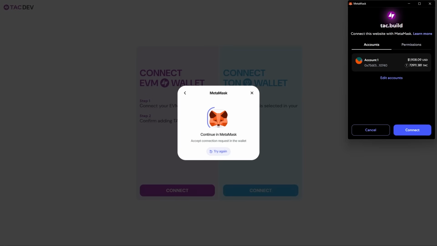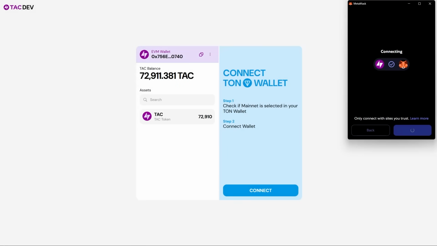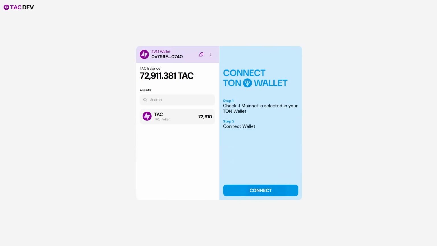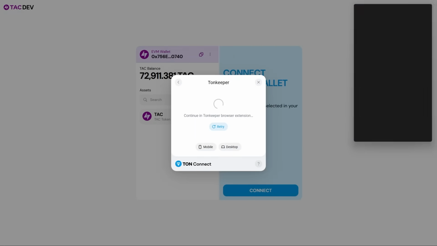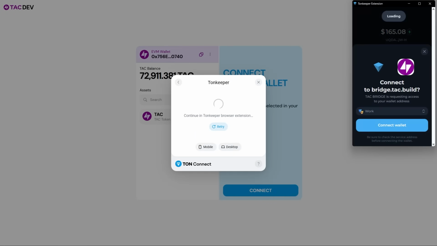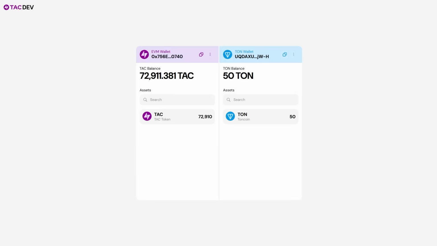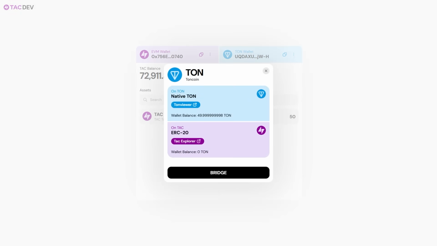I use MetaMask, but any EVM-compatible wallet should do. Then I connect my TON wallet. I use TON Keeper, but any TON-compatible wallet should do. The bridge needs to connect to both of my wallets at the same time in order to facilitate the chain-to-chain transfer. Now I'm going to use the bridge to send 40 TON coin from the TON blockchain to TAC.